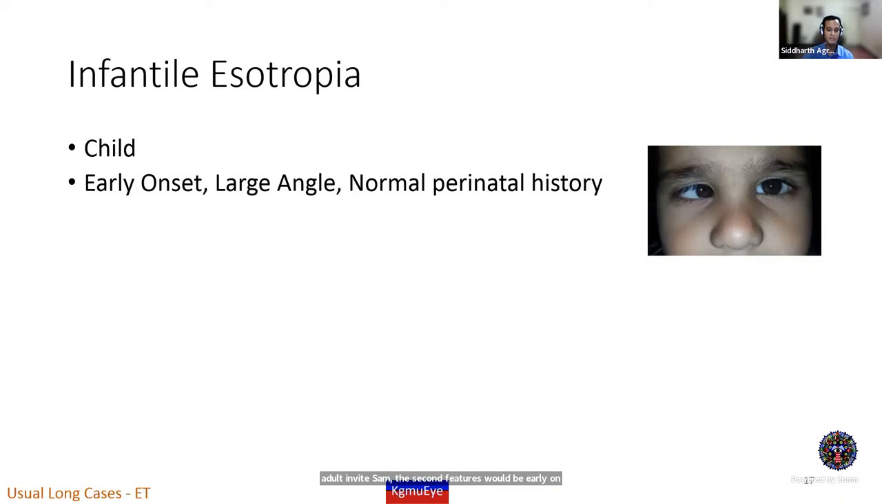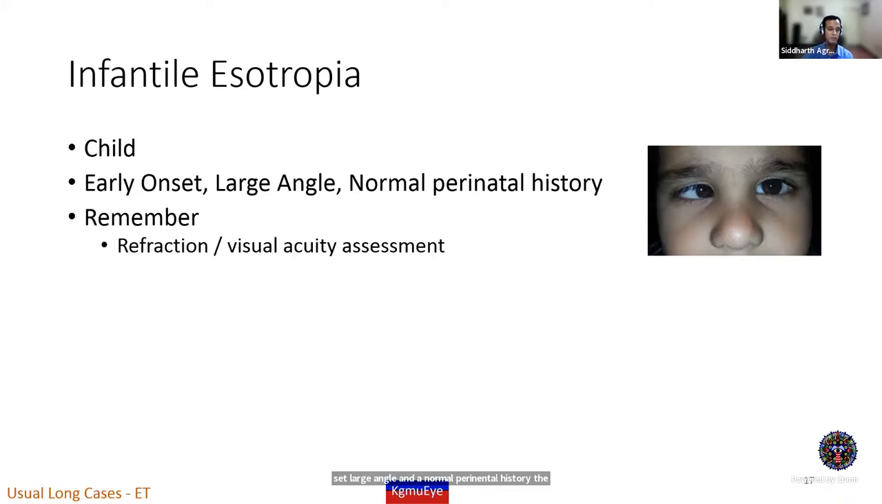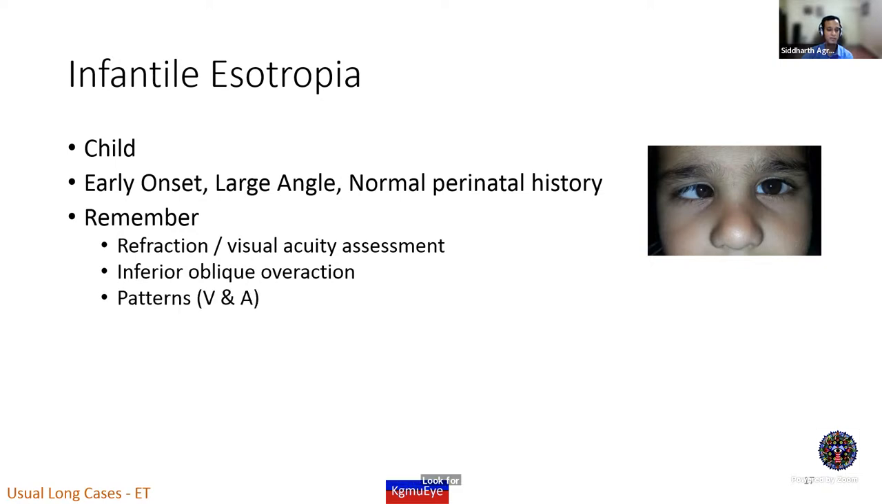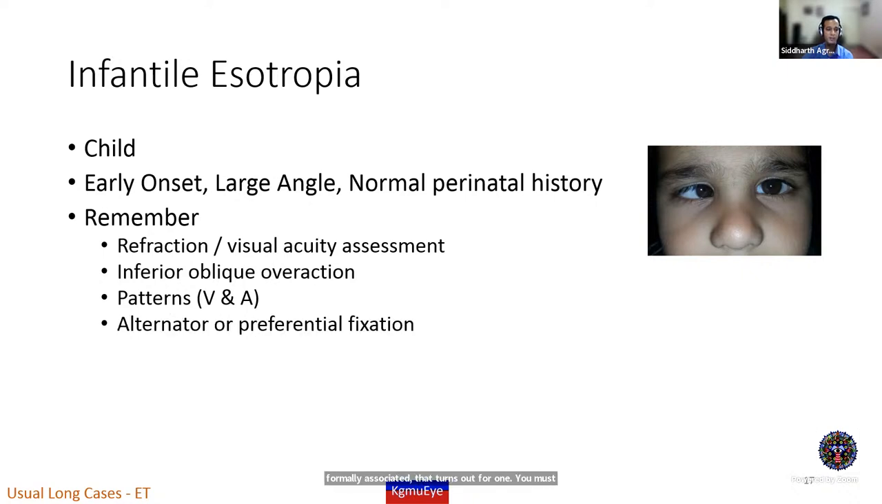The refractive status is usually equivocal. Now, remember, when you are dealing with a patient with esotropia, who performs the refraction and visual acuity assessment, look for inferior oblique overaction as it is commonly associated. Patterns are common, you must not miss them. You must check whether you are dealing with an alternator or the child has a preferential fixation.